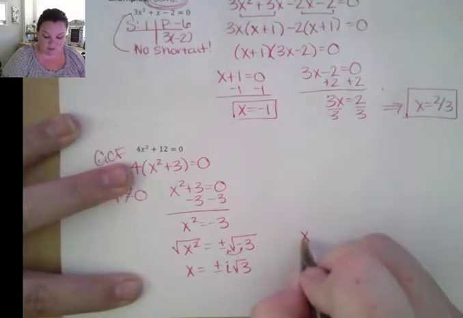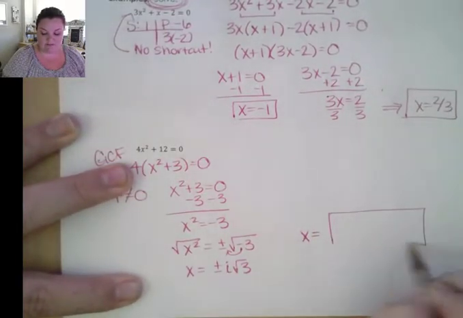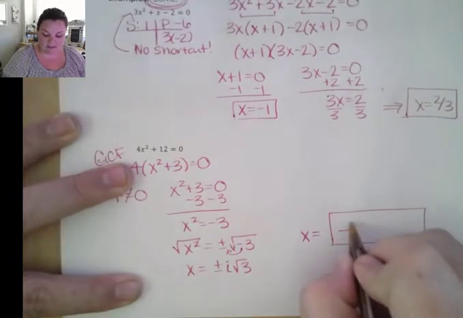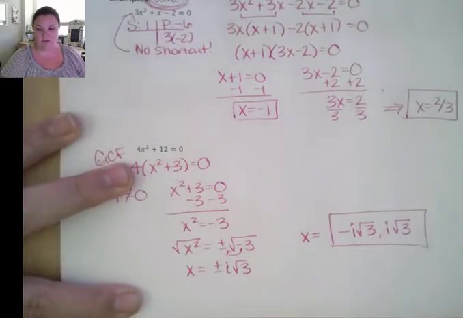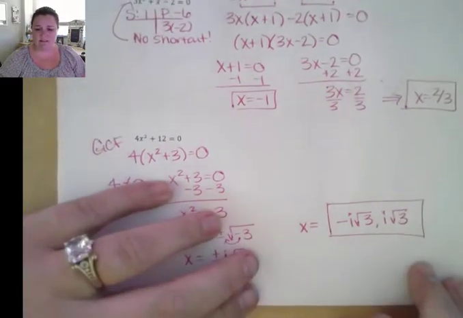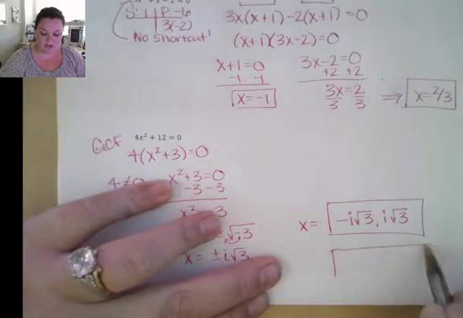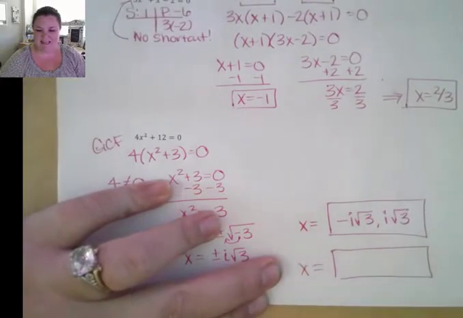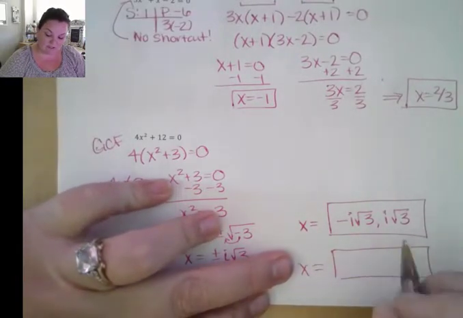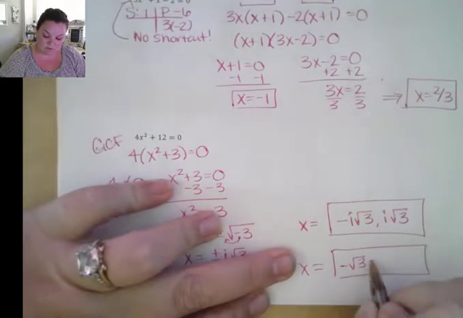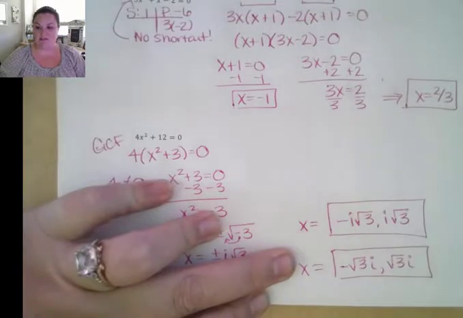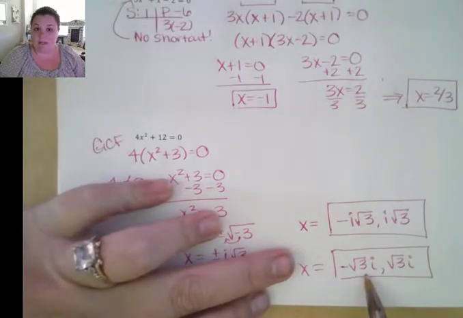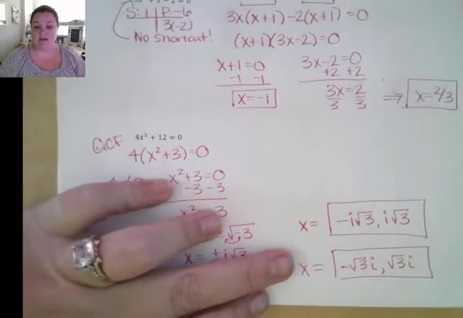In MyMathLab, you might have to enter these separately. So if it gives you a box, you would put in negative i square root of 3 and then positive i square root of 3. And actually, I think I talked about this in the complex number video. I think they might have you put the i's at the end. So you may have to enter this as negative square root of 3 i and positive square root of 3 i. Just make sure your cursor, when you're typing all this in, is out from under the radical before you type that i in.